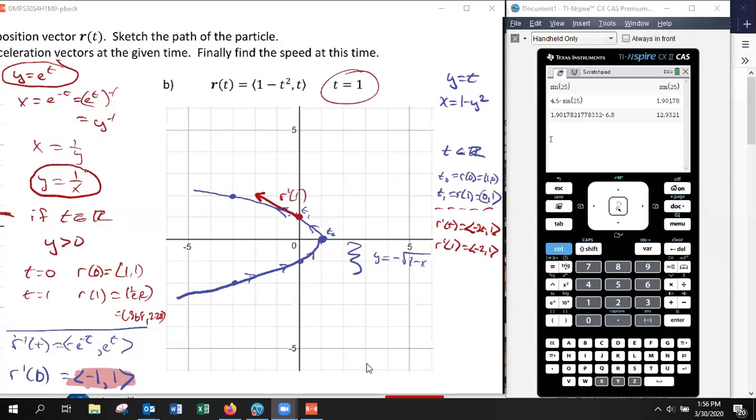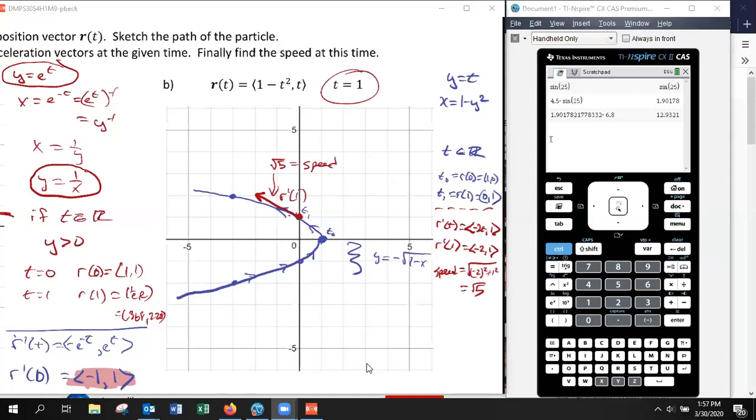This vector represents r prime of 1. Now, eventually, we're going to have to find the speed of this. To find the speed right away, we can say speed is going to be the square root of negative 2 squared plus 1 squared, which is the square root of 5. If you notice, once again, the length of this vector is square root of 5. So that's our speed.